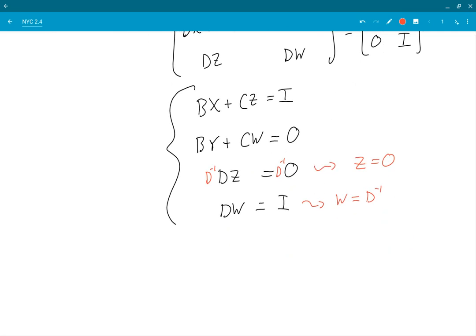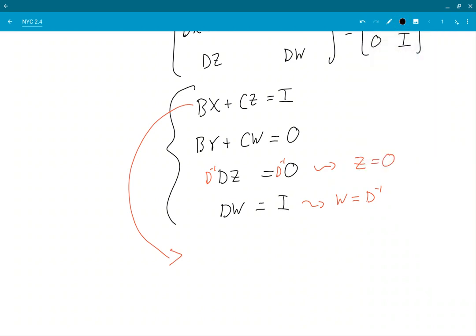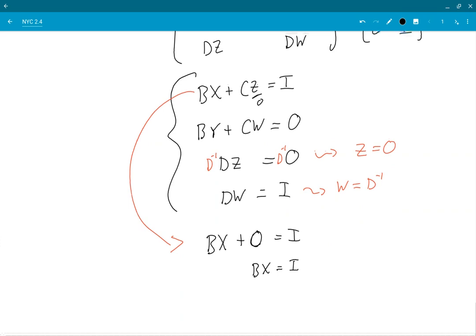So what do I get? Bx plus C, and what is Z? Z is 0. C times 0 is just 0, right? Because this is 0 is equal to I. So Bx is I. So x is B inverse.